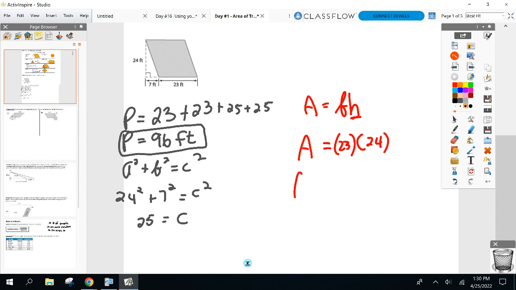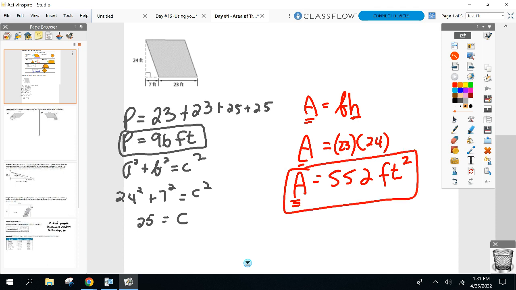And one other thing I got to show you, probably not new to you guys. I get 552. What's going to change now? Feet squared. I don't square the 552, but anytime I do area, my units are always squared. Heads up.